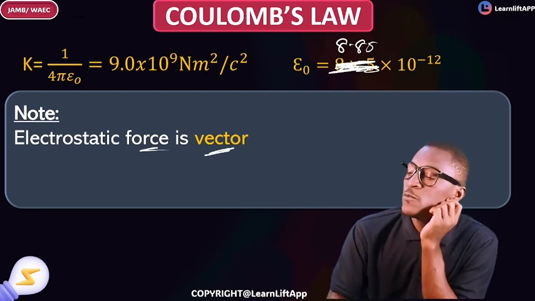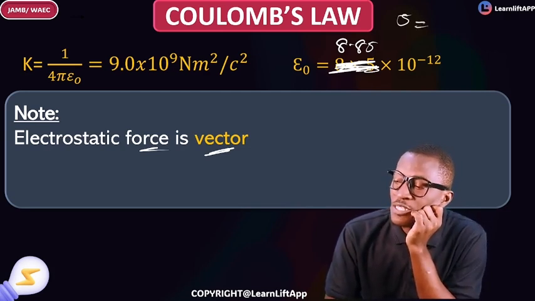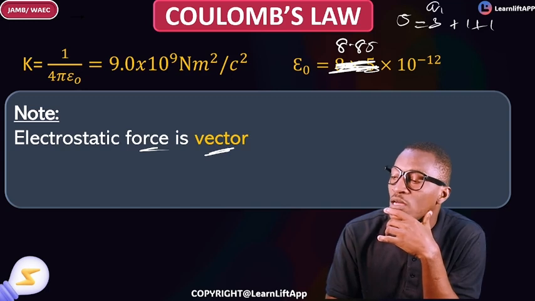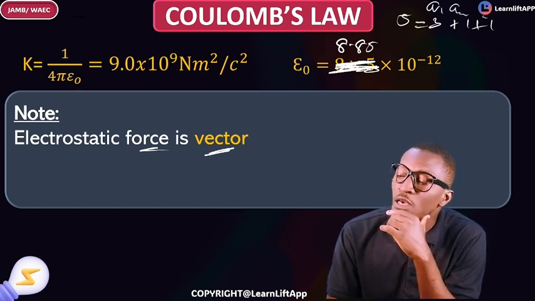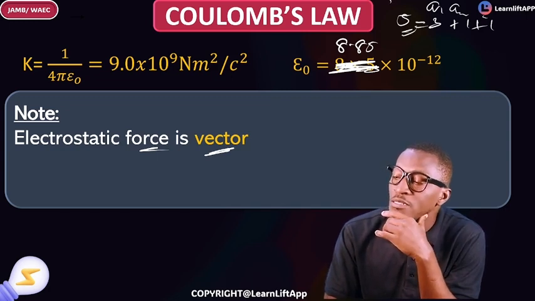That means if we say our total force is 5, how do we get 5? Let's say one was 3, another was 1, and another was 1. So if there are three charges, Q1, Q2, Q3, and you add 3 plus 1 plus 1, it is equal to 5. This is the F net, that means the net force.